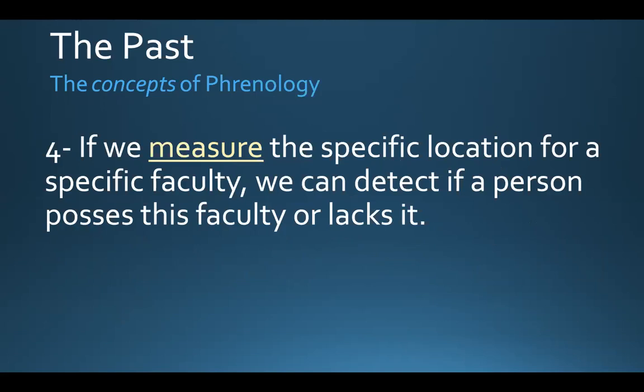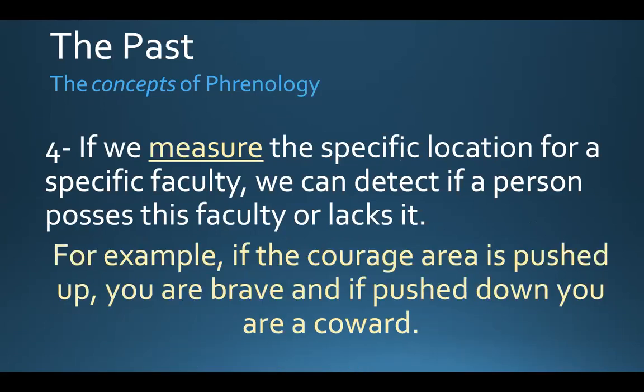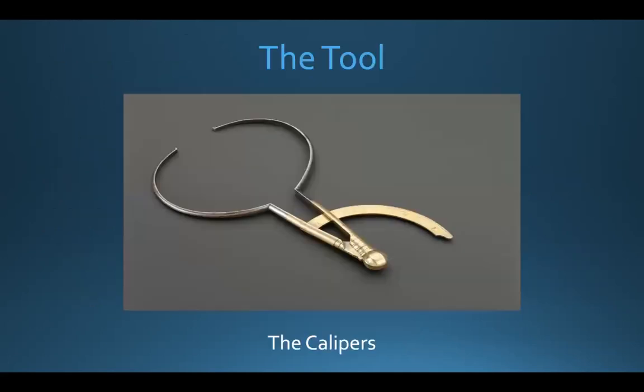Based on that, if you measure the specific location for a specific faculty, for example, courage, there's an area for courage and you measure it, you can detect if a person possesses the faculty, because with more courage, it's going to be pushed up, or if he doesn't have it, with less courage, it's going to be pushed down. In other words, you go to the phrenologist and he knows exactly where in your head is the area for courage and he's going to measure it until, yes, it's bulging out by 2 or 3 millimeters. You are brave. Oh, sorry, fellow, it's pushed down by 2 millimeters. You are a coward. And this supposedly based on physical brain science.